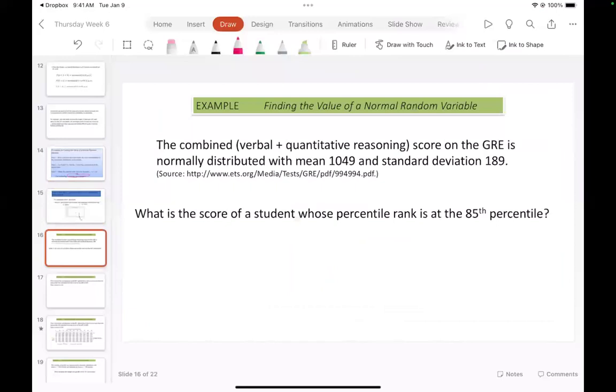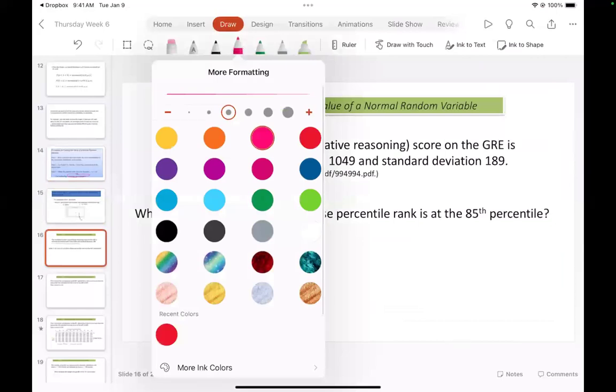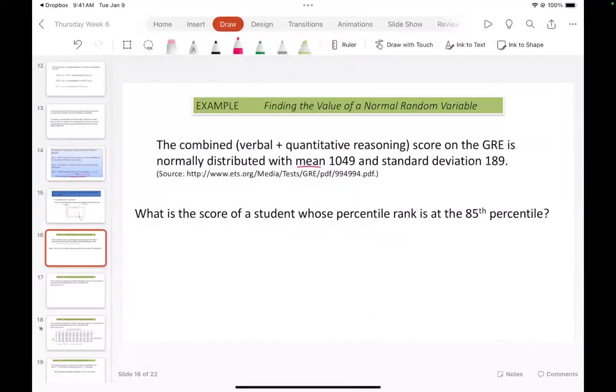All right. So the GRE is a test. It's normally distributed with a mean of 1049 and a standard deviation of 189. I want to know the score a student got if it's in the 85th percentile. So I'm going to do it with z-scores first, and then I'm going to do it with inverse norm.